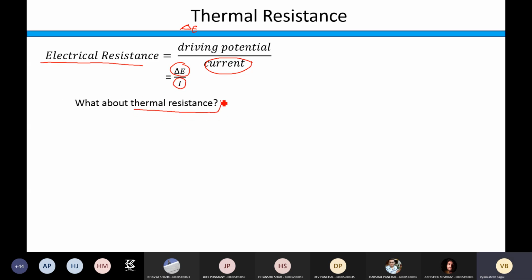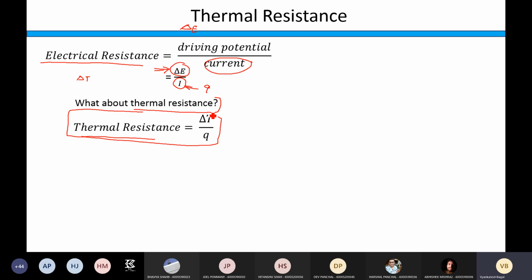Now about thermal resistance. What is the driving potential in case of the heat flow? The driving potential is the temperature difference, which is analogous to this delta E. And what is flowing is the heat, Q, which is analogous to the current. So that's why the thermal resistance is given by this expression. Thermal resistance is the ratio of delta T by Q, right?